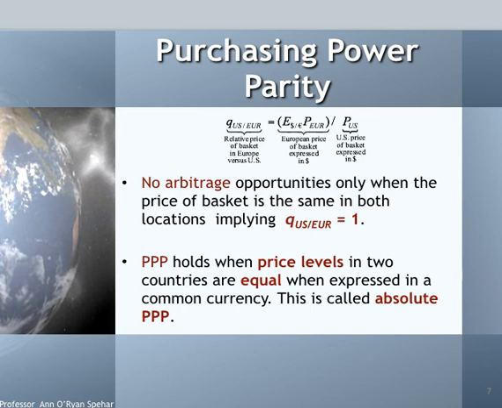So we take the euro basket, which is in euros, multiply it times the exchange rate to get it into United States dollars, and we would expect that this ratio should be the same. That is, the ratio should equal 1. Okay, we call this absolute purchasing power parity. That is, absolute purchasing power parity implies that Q is equal to 1.